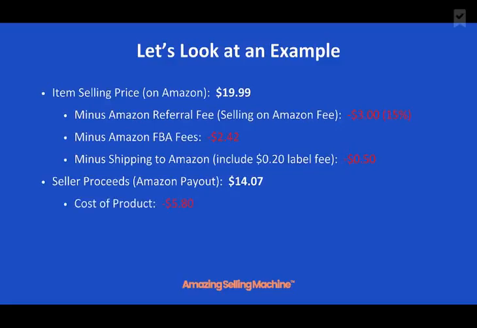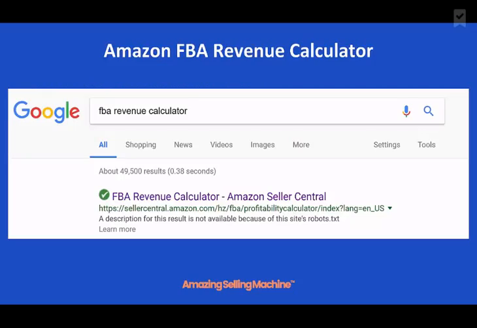So in this example, the cost of the product plus importing it was $5.80, and that means the net profit would be $8.27 or 41%, which is a very healthy profit margin. So next, let's actually go take a look at the FBA Revenue Calculator tool.